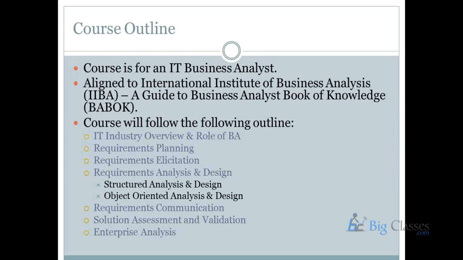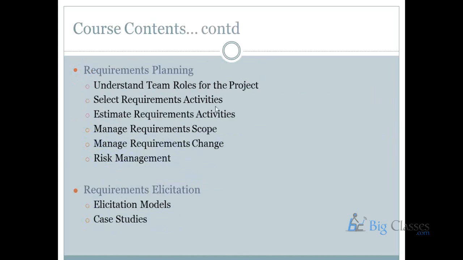So then we actually get into the role of a business analyst and start learning each one of these topics, right? As part of the planning, we'll first do a stakeholder analysis, then identify the activities and estimate them. We'll learn to manage scope, change and risk, right? We'll learn the various elicitation models. There are basically 10 of them.